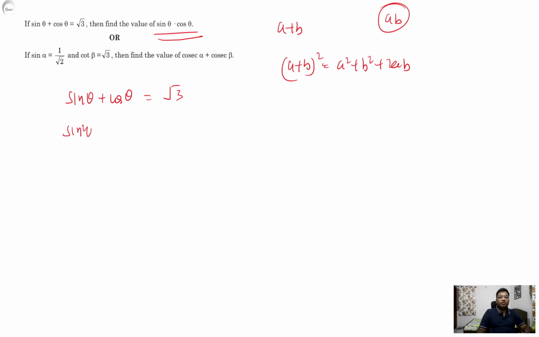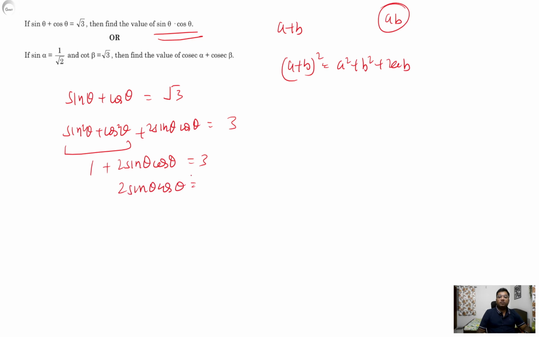So we will get sine square theta plus cos square theta plus 2 sine theta cos theta is equal to 3. Square root of 3 when it's squared becomes 3. Please know that. Okay, sine square theta plus cos square theta is how much? 1. So we have 1 plus 2 sine cos is equal to 3. That will go that side. So 2 sine cos is equal to 3 minus 1, which is 2. So sine theta cos theta is 1. Right? Now, this much is clear? Okay.